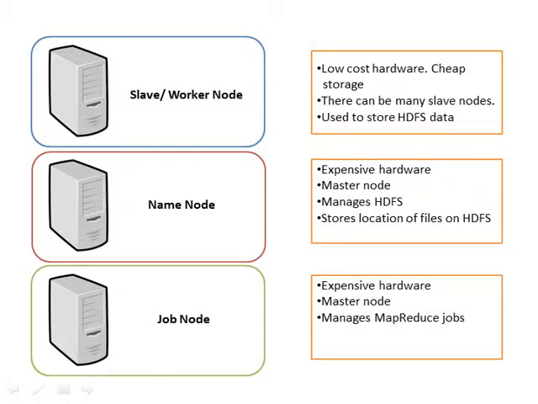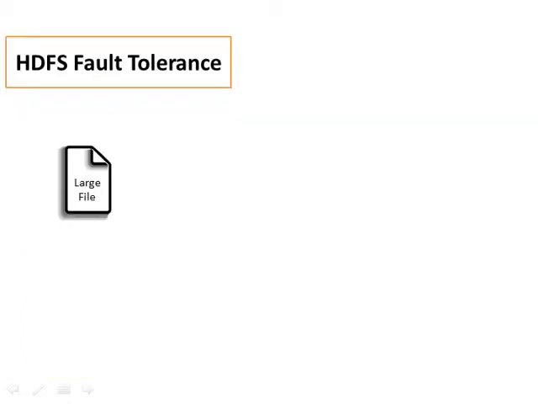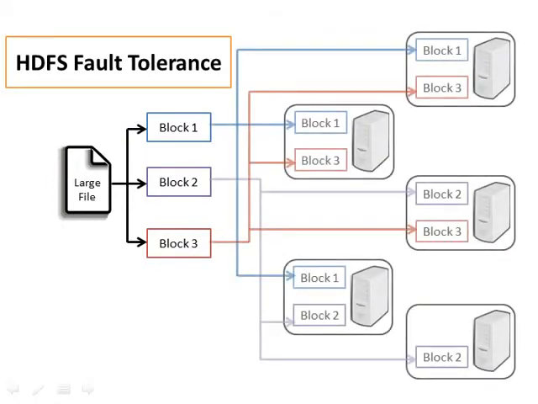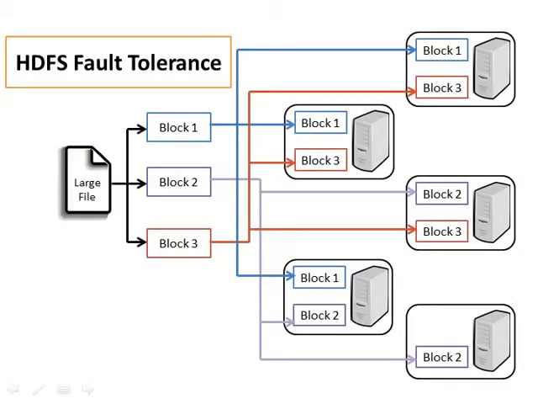You have the job node. The job node uses more expensive hardware than the slave node. It's a master node and manages MapReduce jobs. HDFS supports fault tolerance. Files loaded onto HDFS are split into different blocks. These blocks are then replicated on different nodes. The name node keeps track of what blocks are on which nodes.